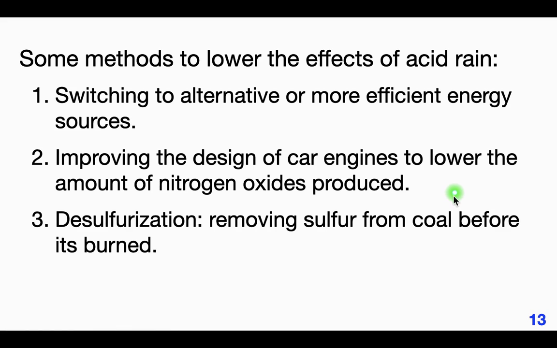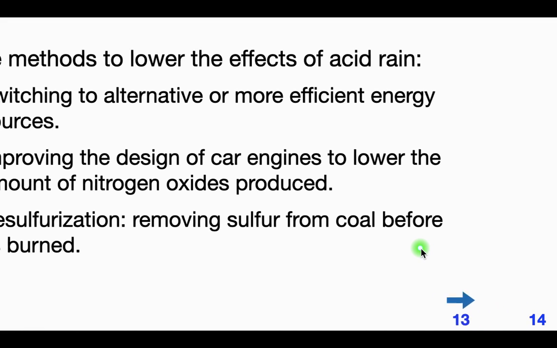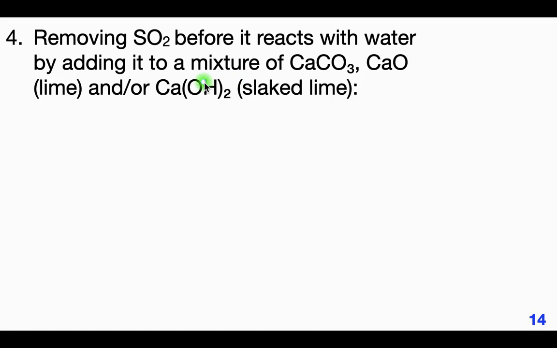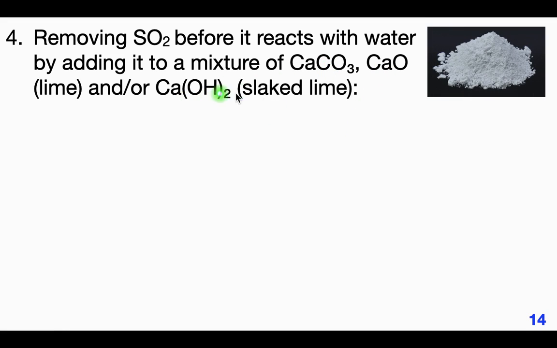Desulfurization, removing sulfur from coal before it's burned. And last, removing sulfur dioxide before it reacts with water by adding it to a mixture of calcium carbonate, calcium oxide, which is called lime, or calcium hydroxide, which is called slaked lime. Slaked lime is just calcium oxide that's been added to water to form calcium hydroxide. Now, all three of these kind of look identical. It's kind of a white powder.